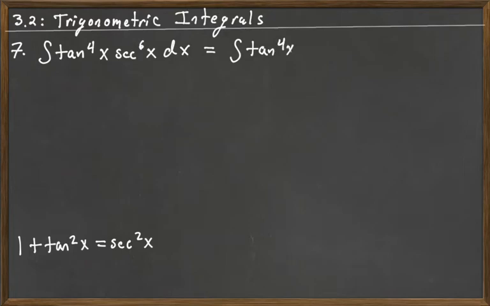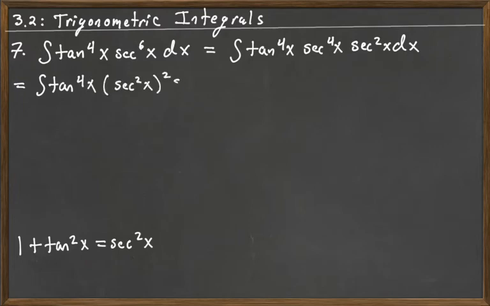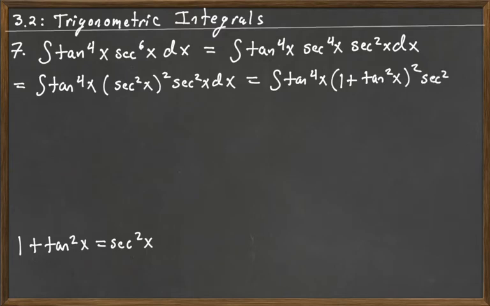So tangent to the fourth x, and then secant to the fourth x, and then secant squared x dx. We're going to save this secant squared x dx, and that's going to be our differential du. So we're going to convert everything to tangent, working on converting that secant to the fourth. We can write the secant to the fourth as secant squared, squared, times secant squared x dx. So we have tangent to the fourth x, times 1 plus tangent squared, quantity squared, and secant squared x dx.